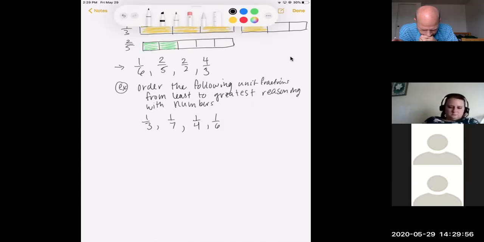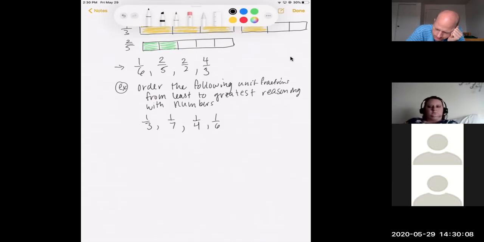Go ahead. The way that I would picture it in my head is that they're all the same round size pie. And if you cut a pie into 3 pieces, the one piece would be bigger. If it's in 7 pieces, the one piece is smaller. Yeah, we can just kind of do that real quick.